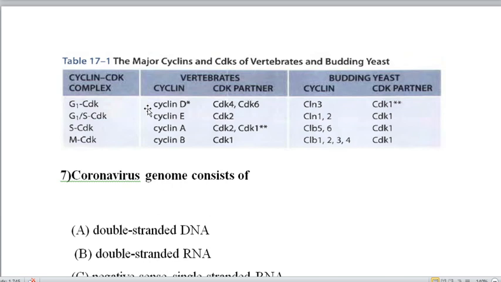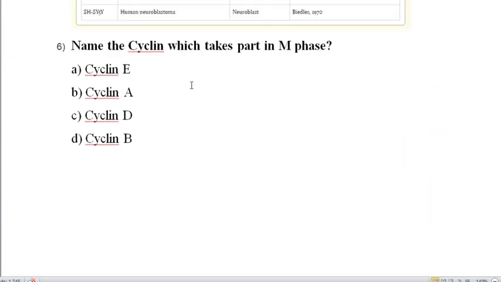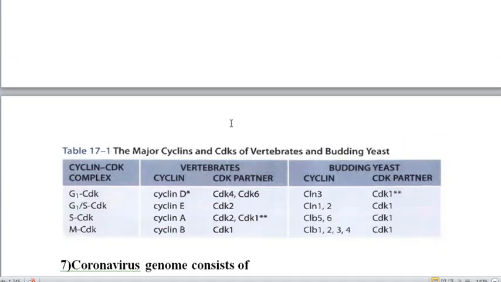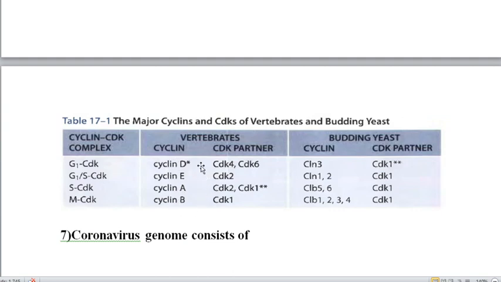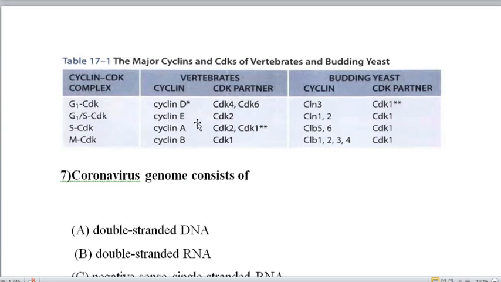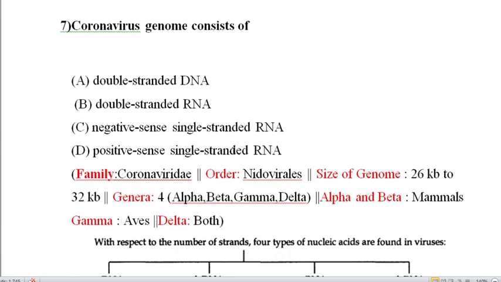Cyclin A is involved in regulating the completion of the synthesis phase, and cyclin B is responsible for mitosis. Here they are asking which cyclin takes part in M phase: it is cyclin B. Each cyclin also has its respective CDK partner. For cyclin D, the CDK partners are CDK4 and CDK6. For cyclin E, the CDK partner is CDK2. For cyclin A, the partners are CDK2 and CDK1, and for cyclin B, the CDK partner is CDK1.